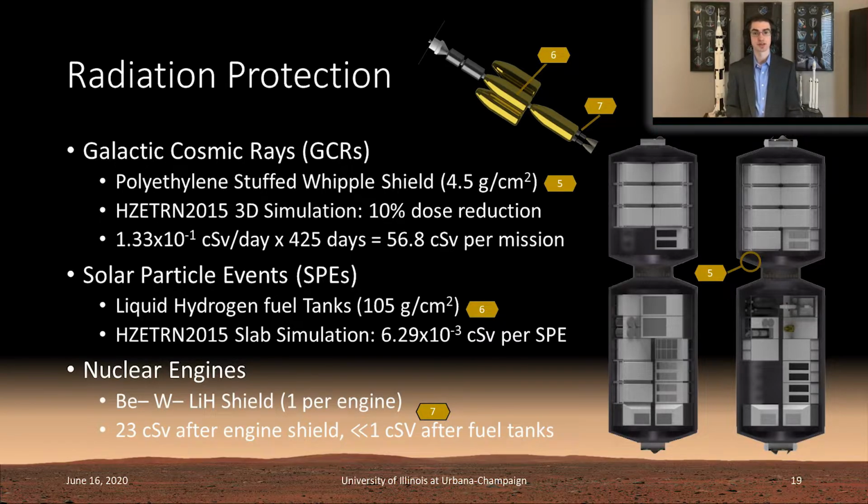For solar particle events, a single tank filled with liquid hydrogen, which is needed for propulsive capture after each interplanetary coast phase, is placed between the crew module and the sun, reducing the effective dose to under 7 thousandths of a centisievert per solar particle event. Each nuclear reactor also has a beryllium, tungsten, lithium hydride radiation shield, which reduces the combined reactor dose rate to 23 centisieverts per mission, and with the help of the hydrogen fuel tank, this drops to well under 1 centisievert. This brings the total dose per crew member to under 58 centisieverts per mission.